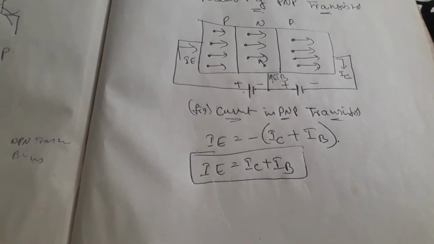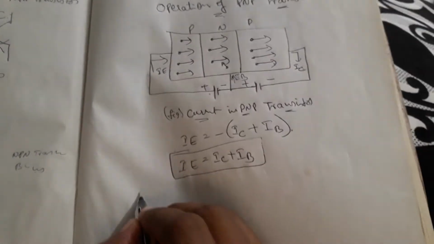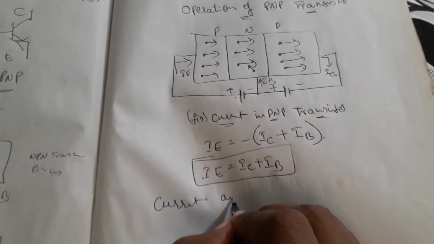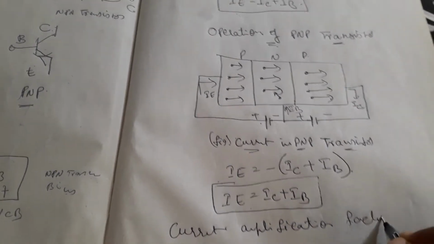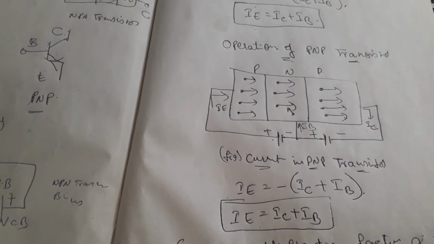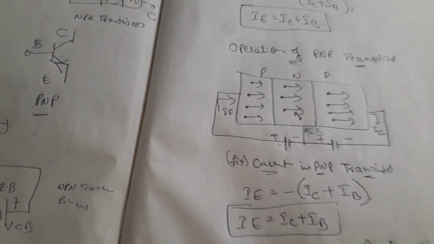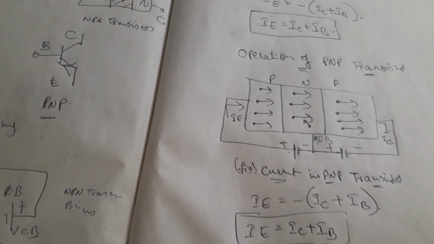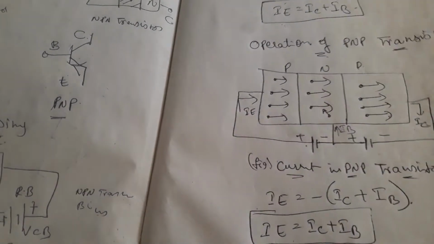Also, this fundamental equation shows that there are current amplification factors alpha and beta in common base transistor configuration and common emitter transistor configuration respectively, for the static DC currents and for small changes in the currents.